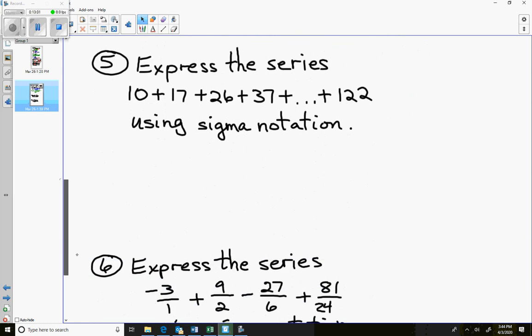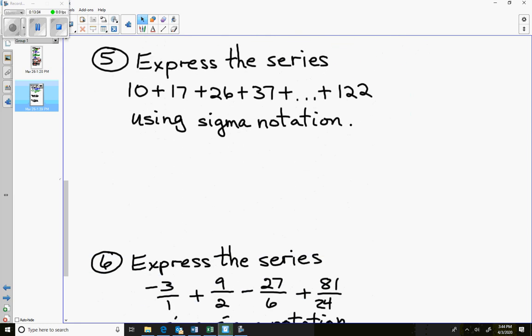All right, next part. Some of you are going to love this, some of you hate it. Once again, this is a puzzle. It's up to you to figure out the pattern. So you're looking at these numbers. It starts at 10, it ends at 122, numbers along the way, 10, 17, 26, 37, etc. So it's just like the sequences we were looking at before, only there's a plus sign in between each one. But 10, 17, 26, 37, 122, what do you recognize?